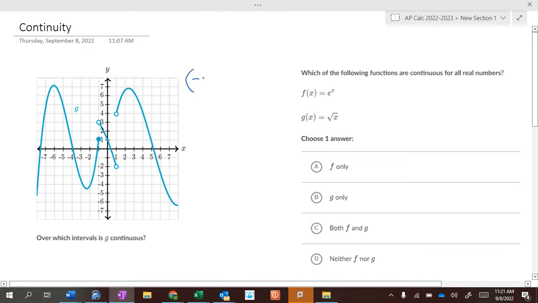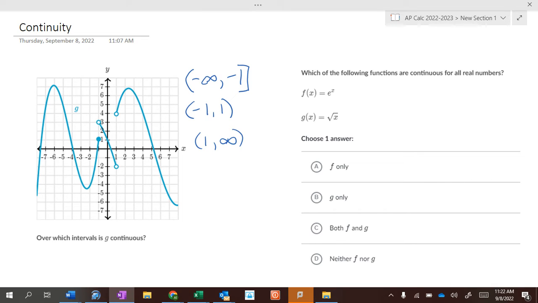Anytime you use infinities, it uses a parenthesis. So from negative infinity up to what is it continuous? -1. Now, -1 would have a bracket, because it can be equal to -1, but it can't be equal to 1. Where else is it continuous over an interval? -1 to 1. Where else? 1 to infinity.